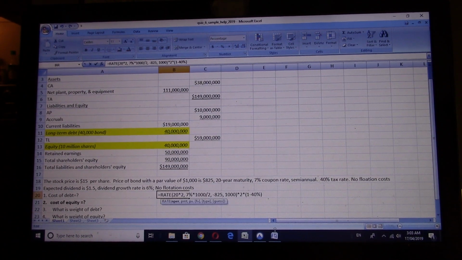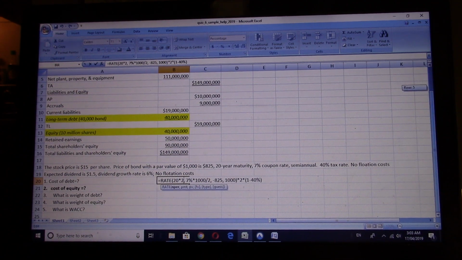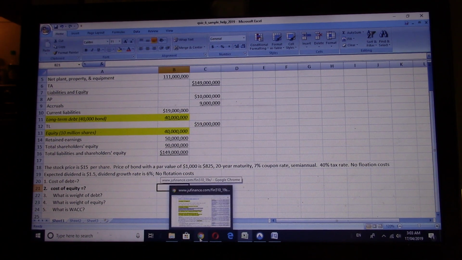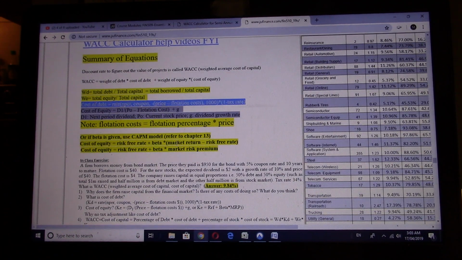So the equation for this cost of debt should be this, based on the information given. For cost of equity, since we have dividend, stock price, and growth rate, we should use this equation: cost of equity equals D1 over the difference between price and the flotation cost, and then use the ratio and add growth rate, G. That's cost of equity here.